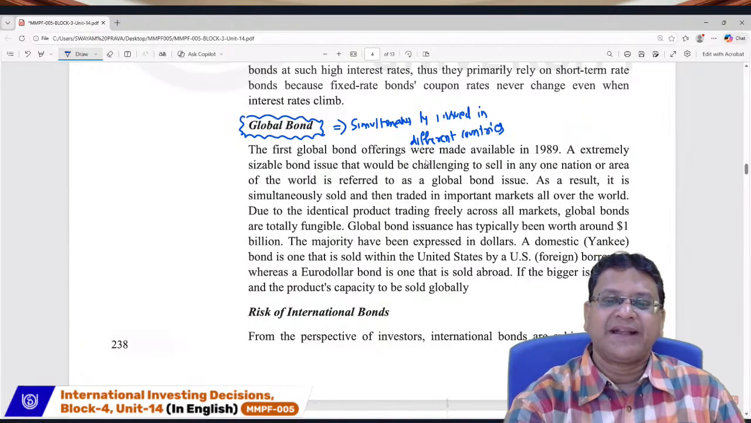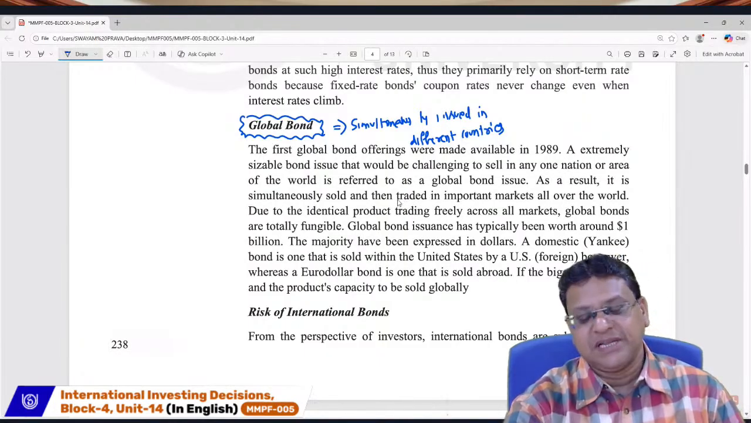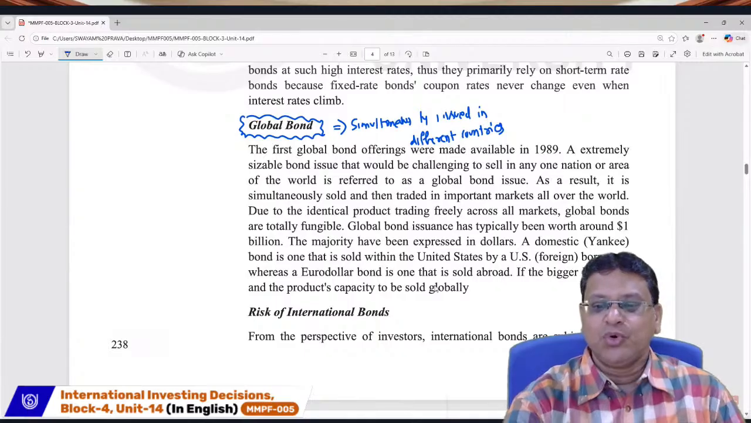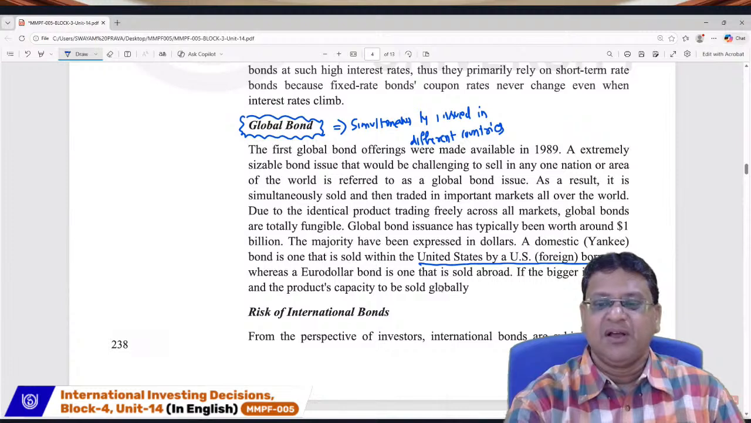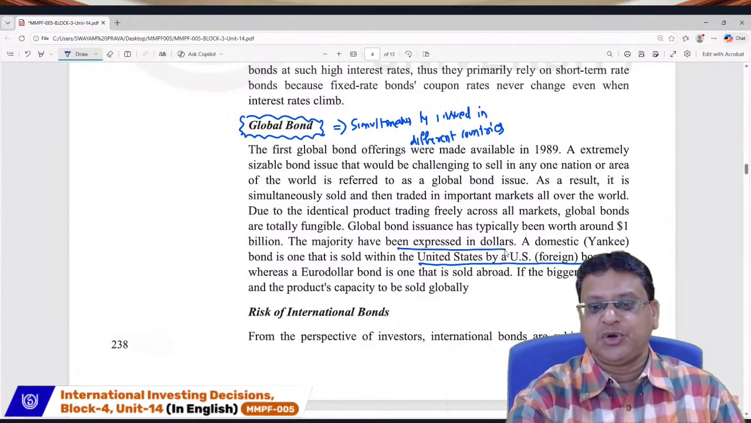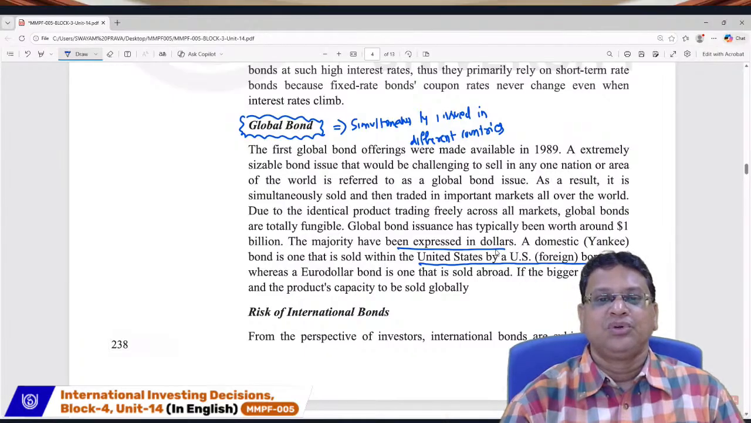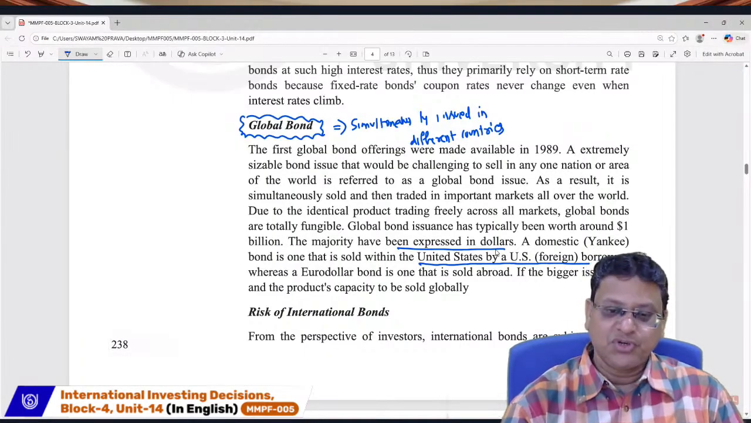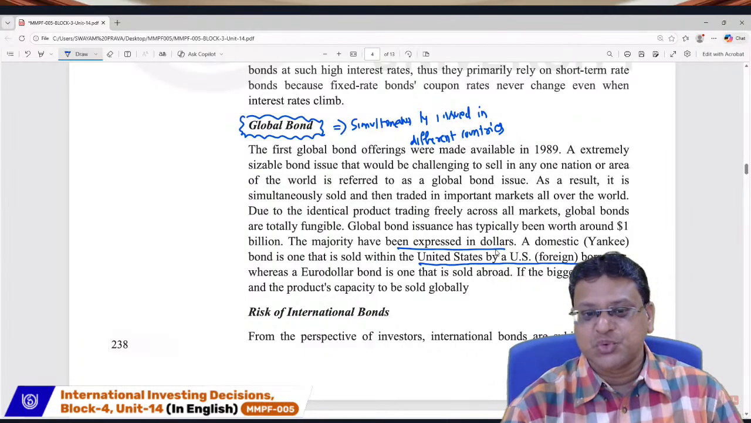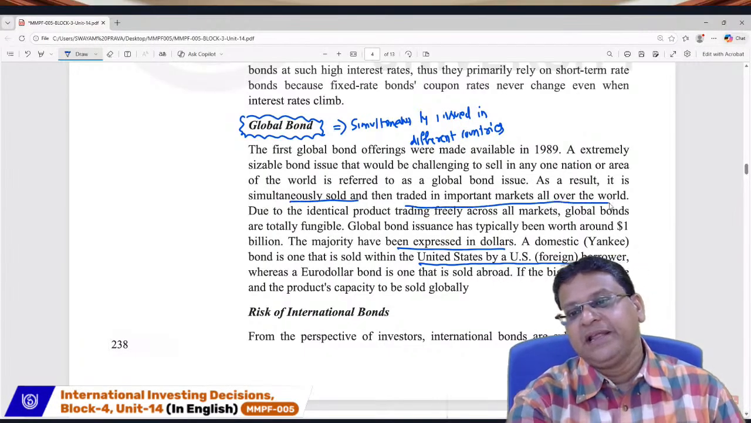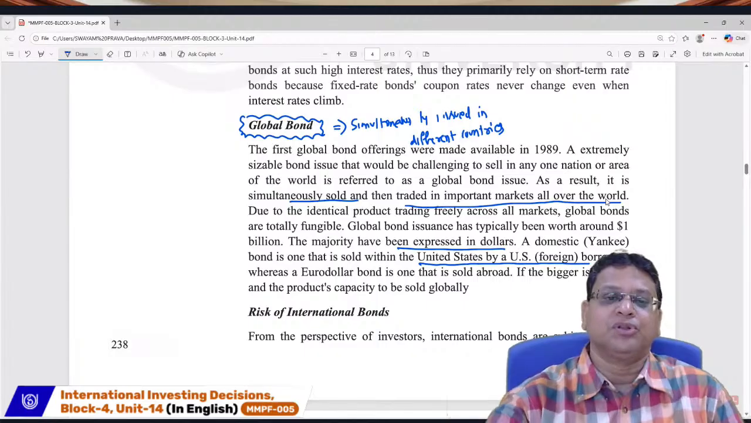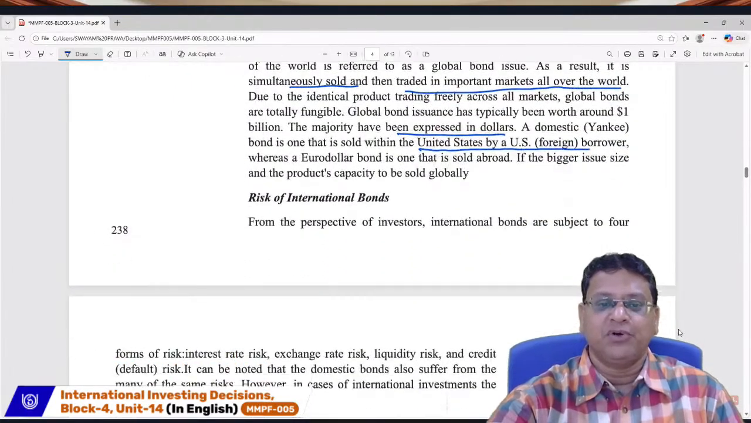Normally, global bonds are denominated in a particular currency. We know that most of the global bonds are denominated in USD or US dollar. Majority are expressed in dollar. So global bonds are the bonds which are simultaneously issued in different markets. So it is simultaneously sold and traded in important markets all over the world. That is known as global bonds.